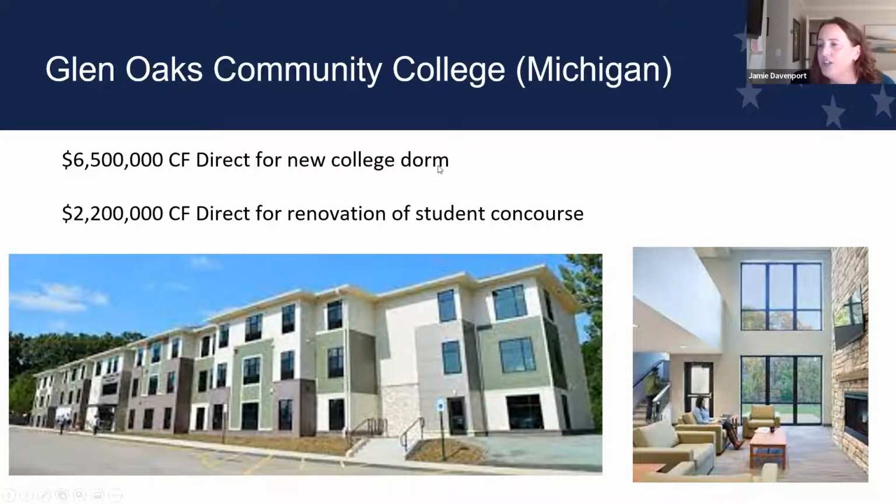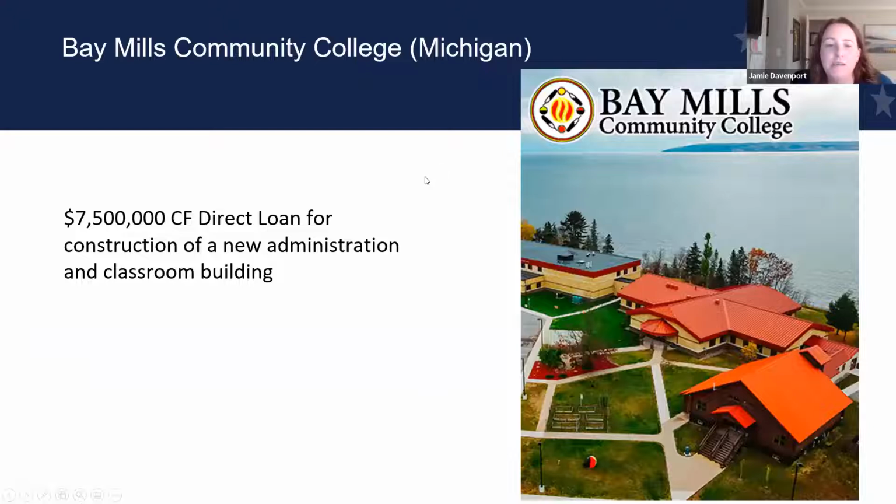The next project is Bay Mills Community College. Bay Mills is a 1994 land grant tribal college in Michigan. They have been the recipient of tribal grant funding for years. I didn't mention the CF tribal grant, tribal college funding, but we have funding each year specific for tribal colleges. And those are designated 1994 land grant tribal colleges.